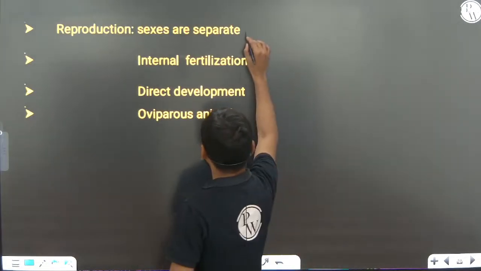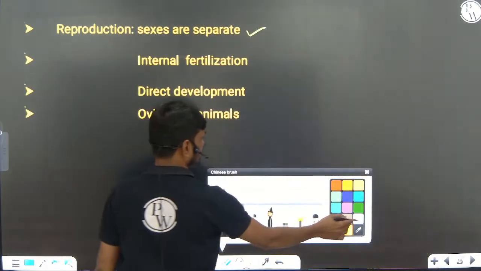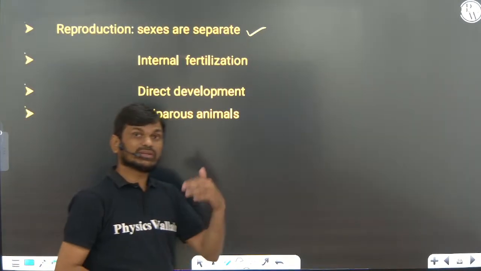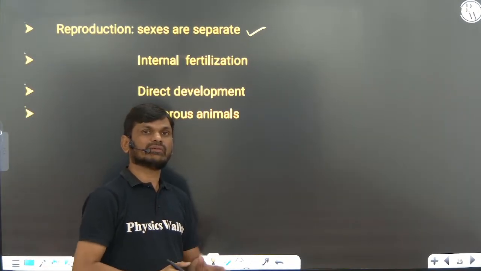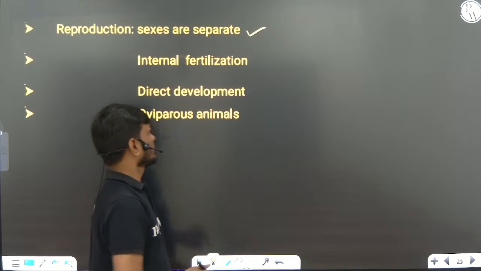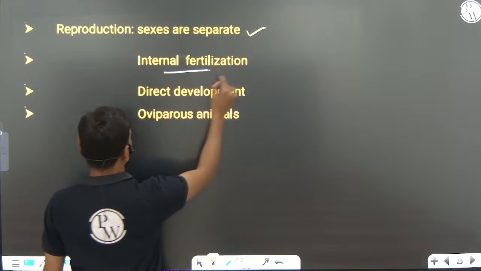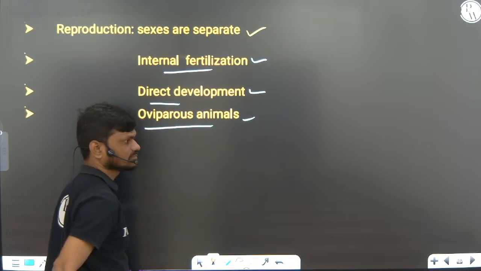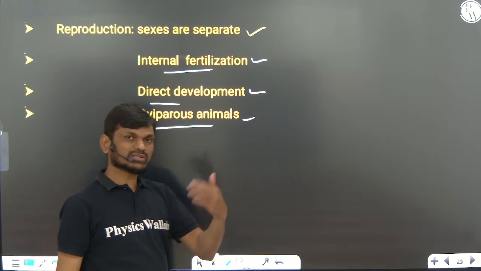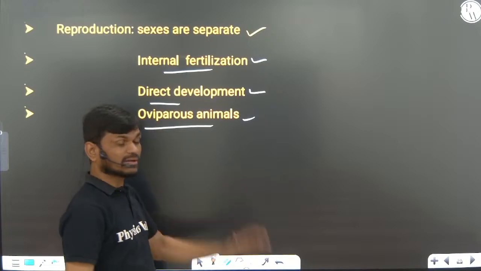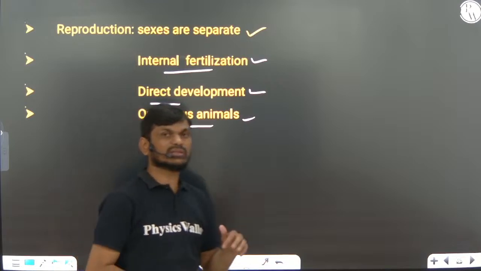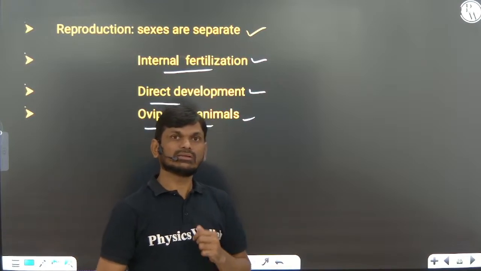In reproduction, the sexes are separate. Male and female are present separately, and some feathers are also used to identify the male and female. Internal fertilization, direct development, oviparous condition. Fertilization takes place inside the body, and development is direct, with no larval forms. It is an oviparous condition, they lay eggs.